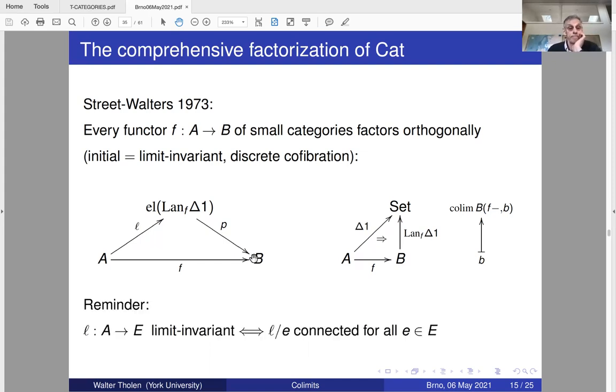And then you have an induced functor L that establishes the factorization. And that functor is, whatever you want to call it, initial, limit invariant. In any case, it has the property that if you compute the limit in some category of a diagram of this scheme, then you can also pre-compose that diagram with L and still have the same limit. And that is all well known.